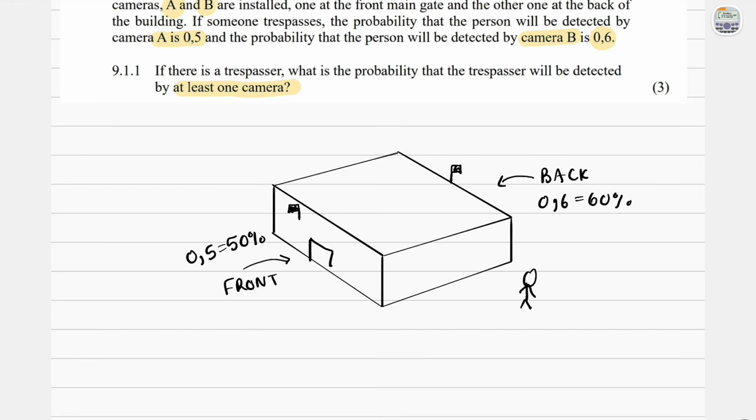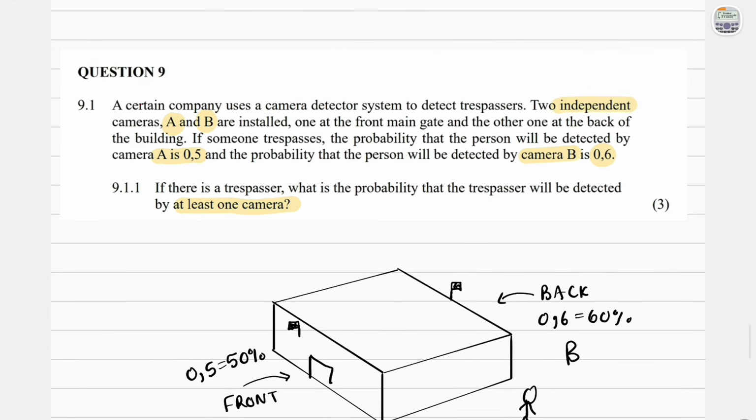But the main point is that these are two independent cameras. This camera detecting the trespasser does not affect this camera detecting that trespasser. So just because the camera in front, camera A, detected the trespasser, does not mean that camera B will not detect. Okay, so they're independent events. They can occur at the same time. That's something we need to keep in mind.